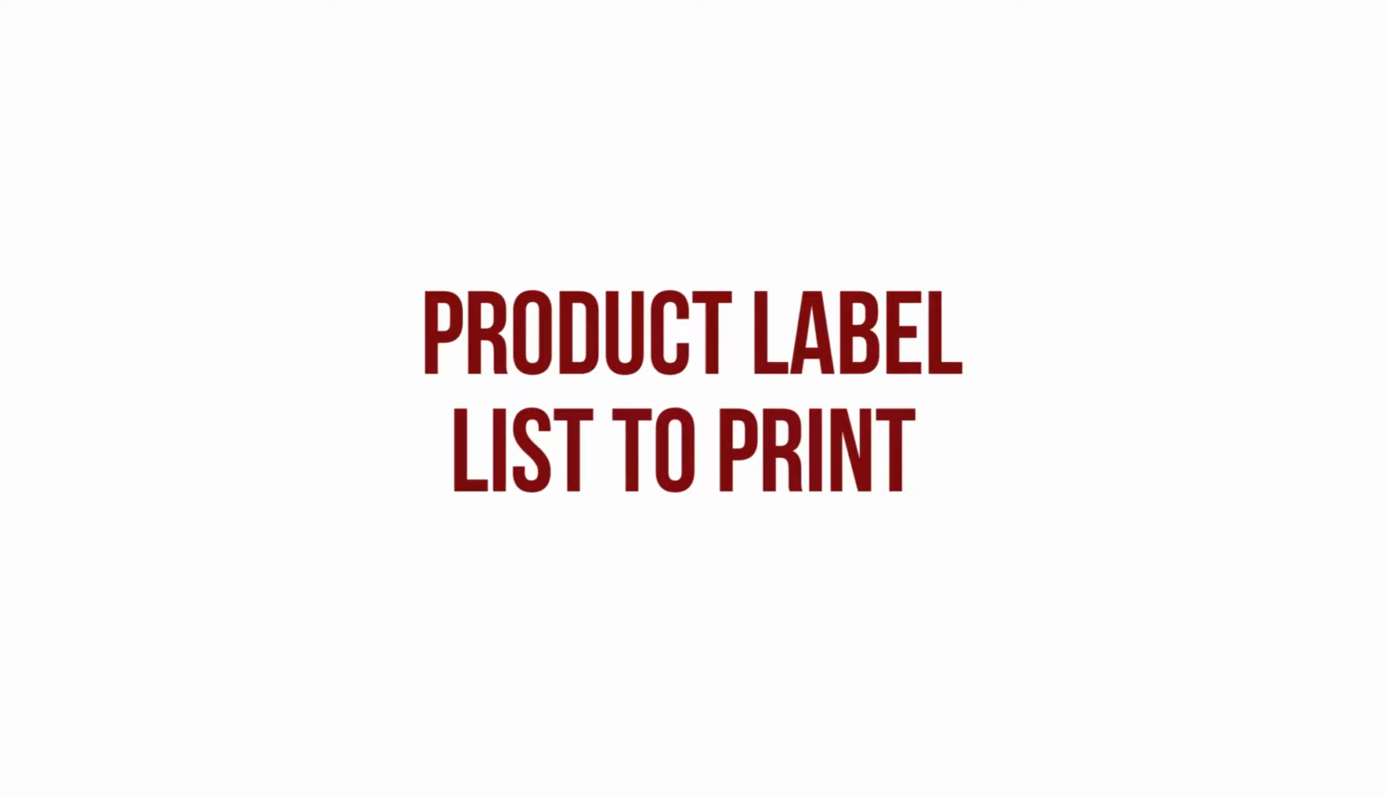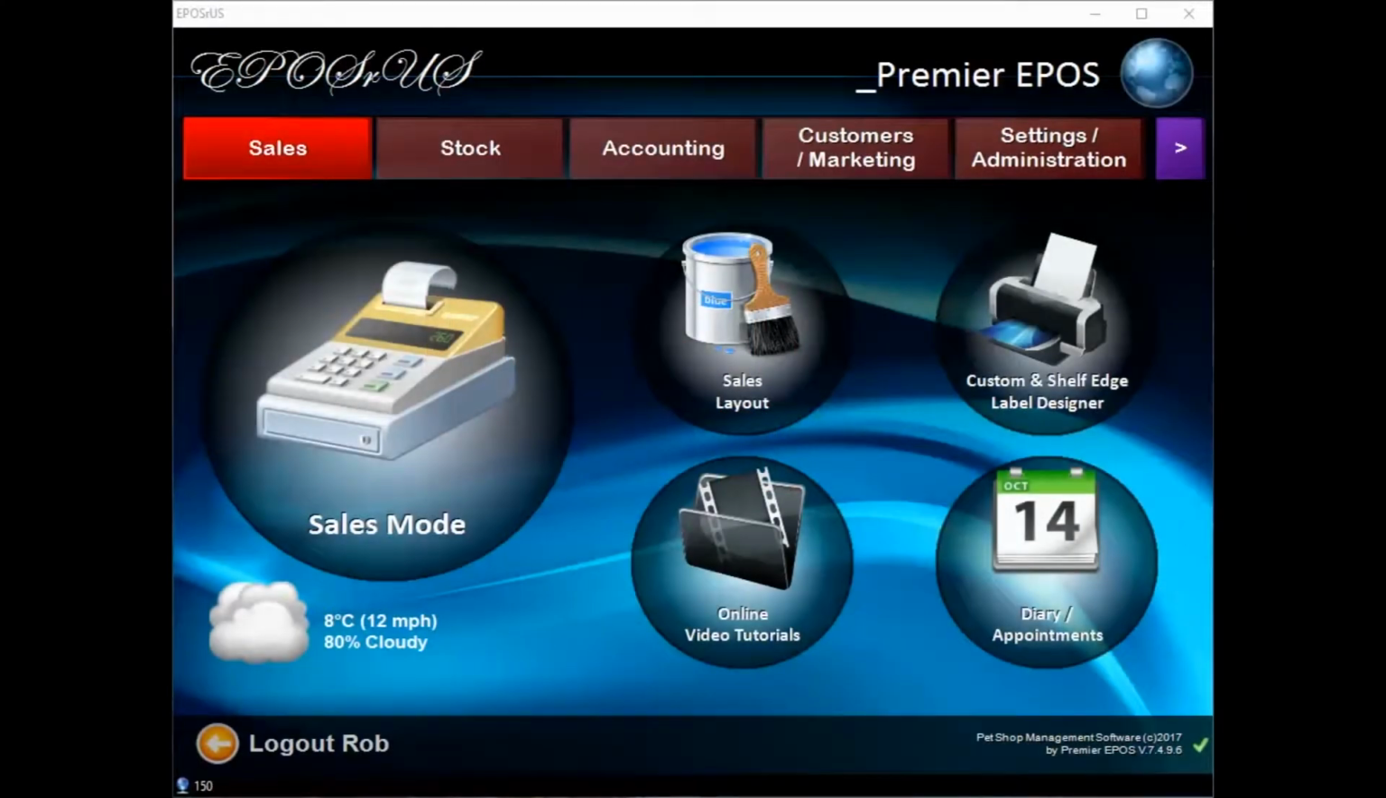Okay, in this video I'm going to show you how to produce a label list from stock items that you can then print. The idea being that if you've readjusted a bay or just put a load of new products out, you can print off all your shelf edge labels in one fell swoop nice and easily. So I'm going to show you how to do that.